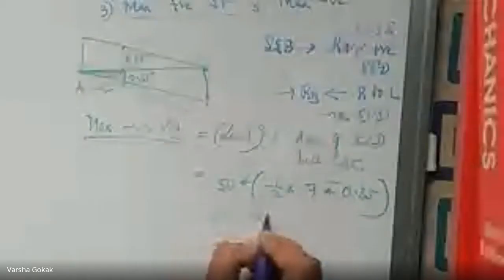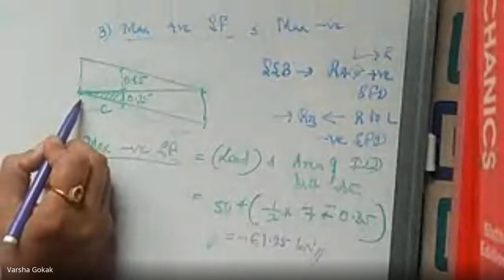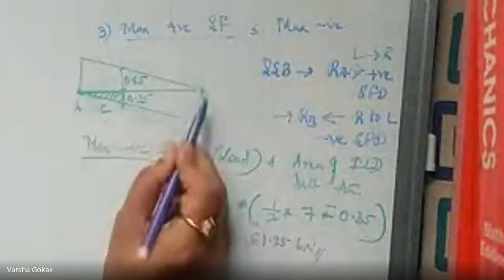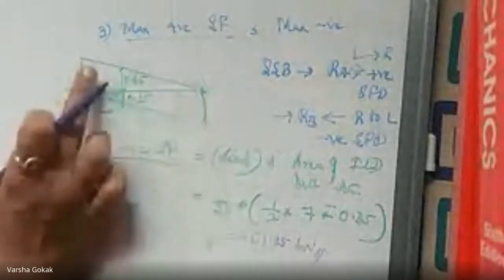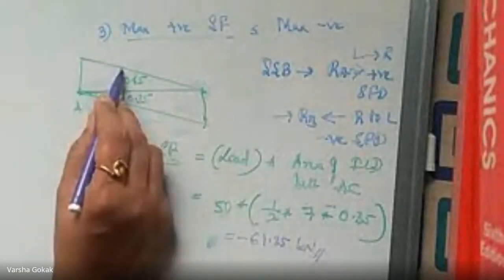Minus 61.25. Minus 61.25 kilonewtons. This is the maximum negative shear force. How did I get it? I know this is the generalized shear force diagram at RA and RB. RB is always going into negative, RA is always going into positive. I know the ordinates at point C, that is 0.35 and 0.65.